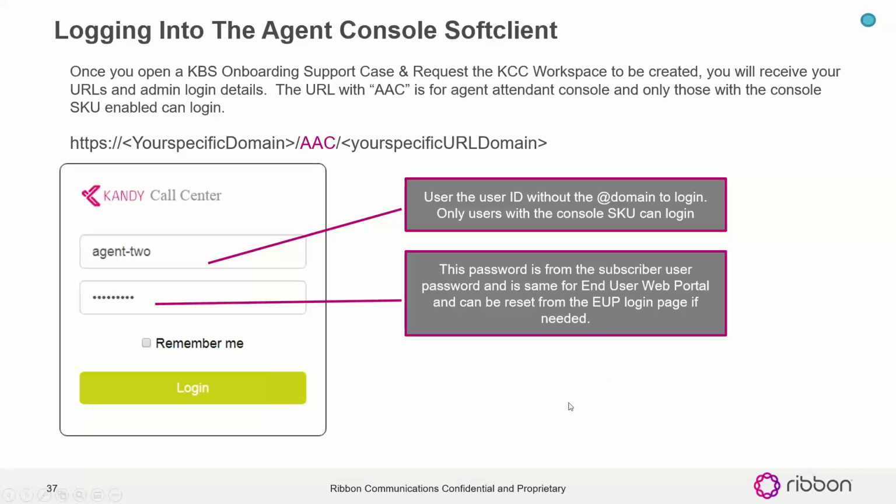Okay? Great. A couple of things that we've noticed as people have deployed this is whenever you are logging into the agent console soft client as a receptionist or as an agent using the soft client, either one, you don't have to put in the @ domain. You just put in the stuff that comes in before the @ sign in your user ID. And the password to this is actually your KBS, your end user portal, and what you might log into any client, it's that password. And the one that has AAC, that is the attendant console, the AC part.